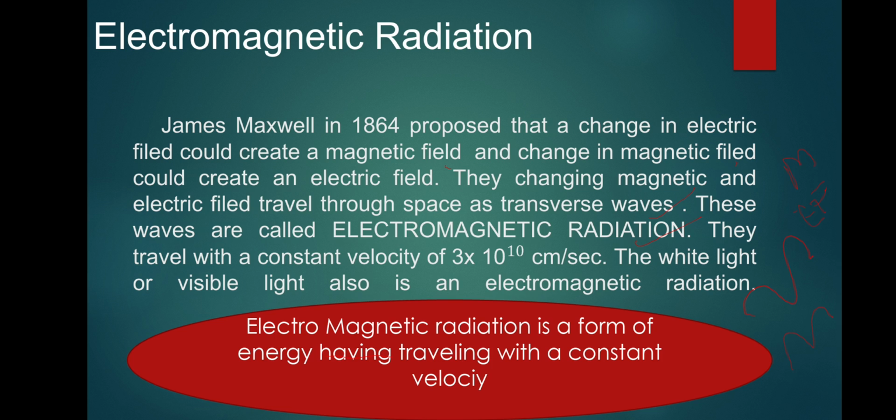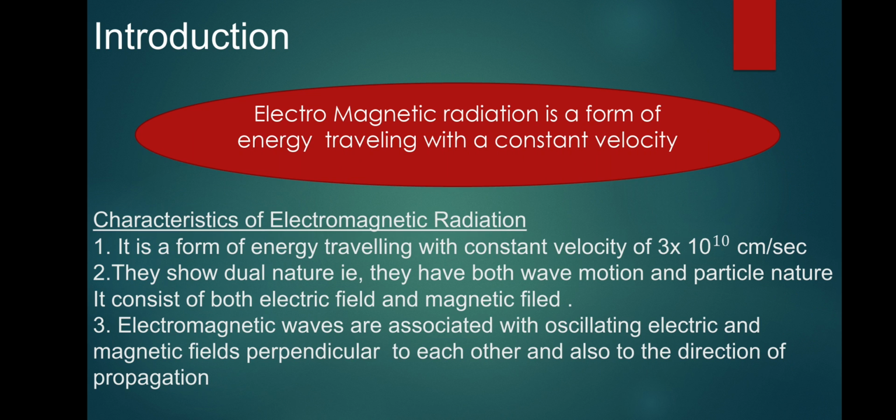So that type of energy we call electromagnetic radiation. Electromagnetic radiation is a form of energy traveling with a constant velocity.